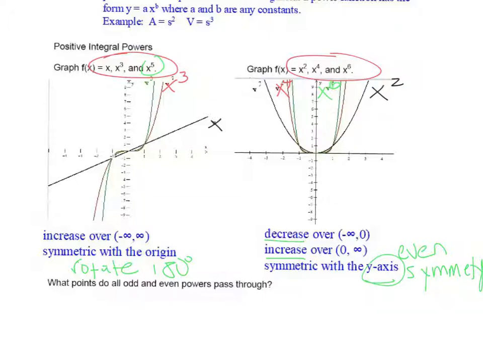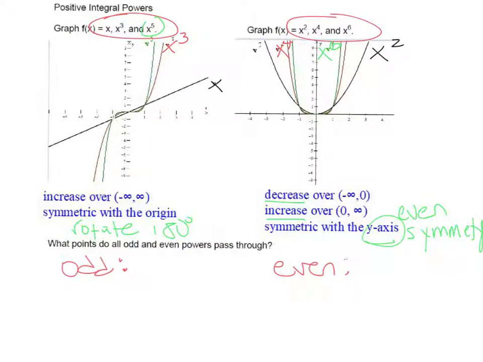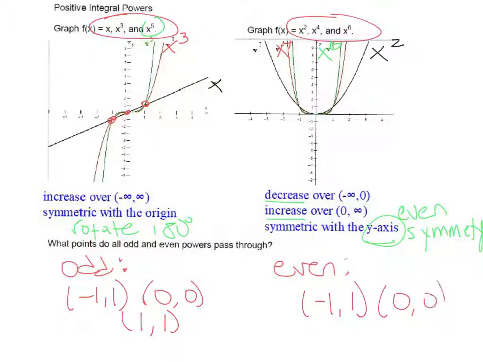So what points do all odd and all even powers pass through? Okay, so we'll pause the video here for you to answer about odd and even. Okay, so for odd, you should have said (-1, -1), (0, 0), and (1, 1). So that's here, here, and here. They all intersect. And the even graphs pass through (-1, 1), (0, 0), and (1, 1). Here, here, and here.